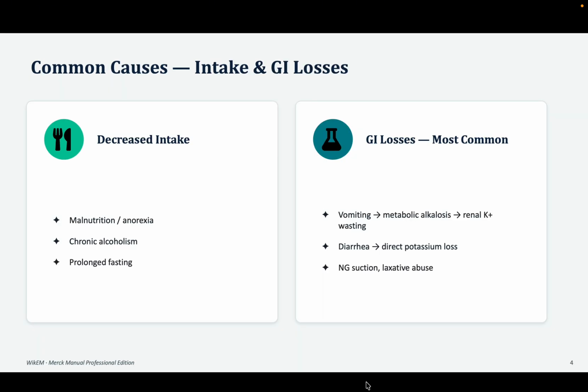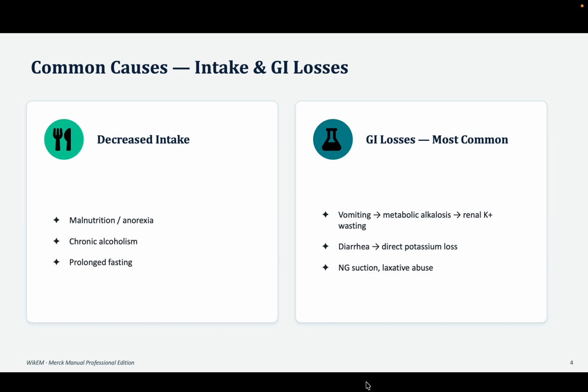Now let's discuss common causes related to intake and loss. Decreased intake mostly occurs in malnutrition, severe acute malnutrition, or anorexia. Chronic alcohol users are deficient in many nutrients, micronutrients as well as electrolytes including potassium. It might also be deficient in prolonged fasting.